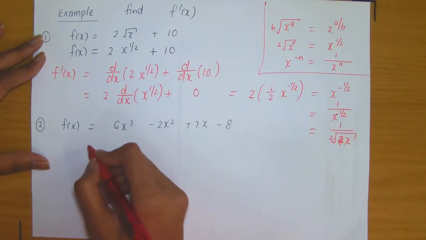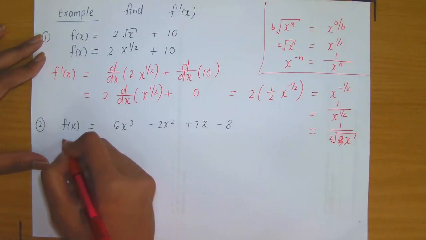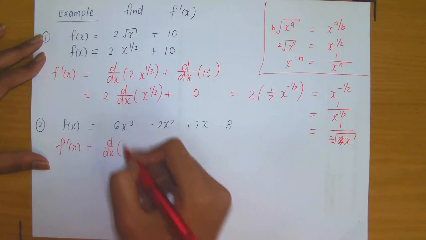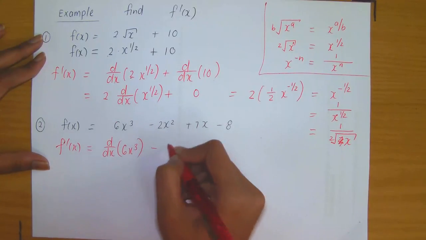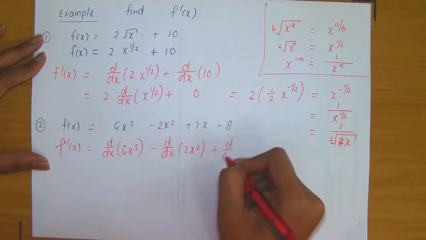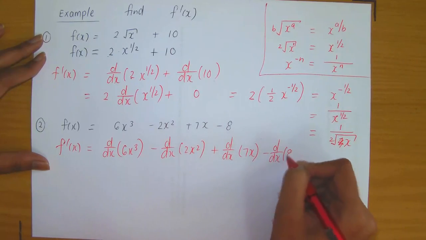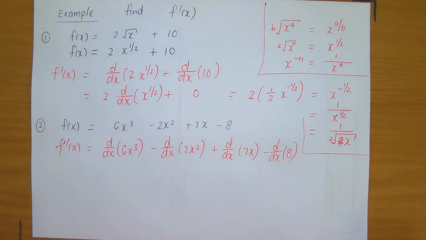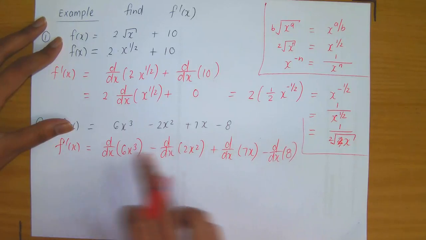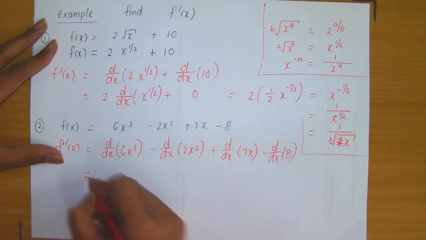Right, let's look at the next question. So again, we have the sum and difference of functions. So using the rule of sum and difference, f prime of x is going to equal the derivative with respect to x of the first function minus the derivative with respect to x of the second, plus the derivative with respect to x of the third, minus the derivative with respect to x of the fourth. Right, so in time, of course, you wouldn't be required to write down explicitly all of the steps in which I'm doing it here. However, I'm doing so because this is the first time we're going through the section.